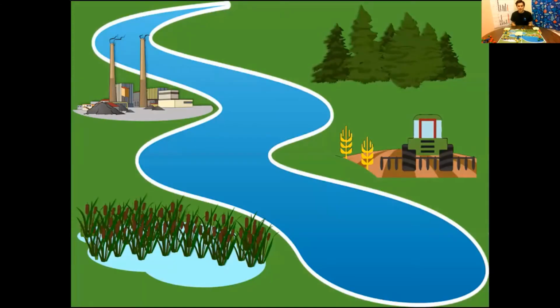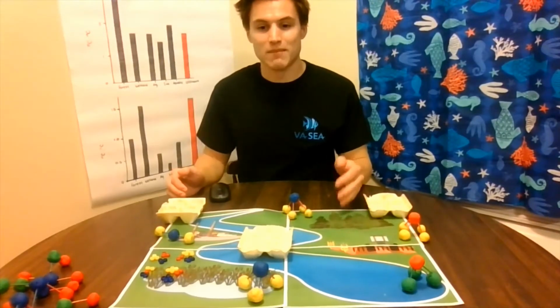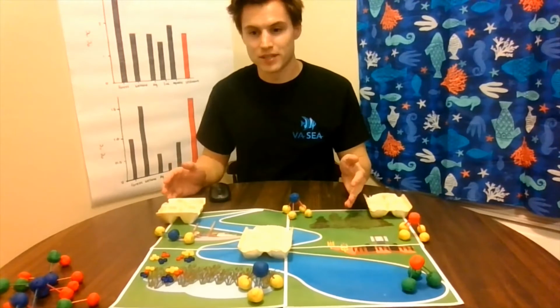In this activity, students will be given a display of an estuary that is impacted by different land types, which might include forests, wetlands, agriculture, and industry. Students here are given a display of an estuary that is impacted by these different land types.